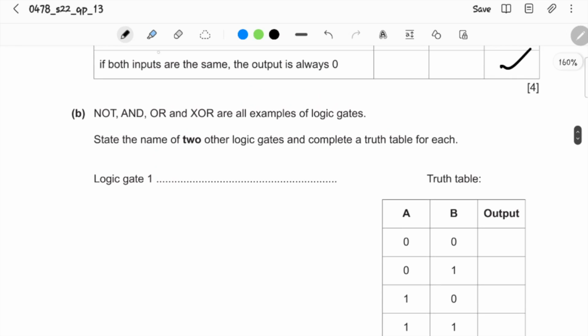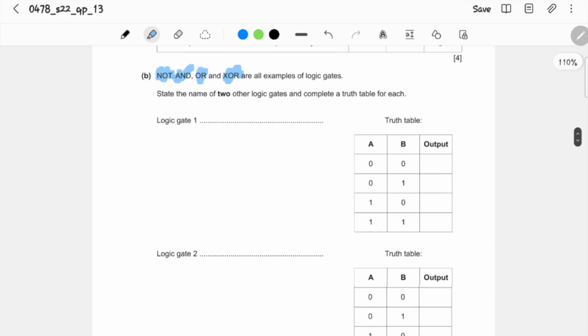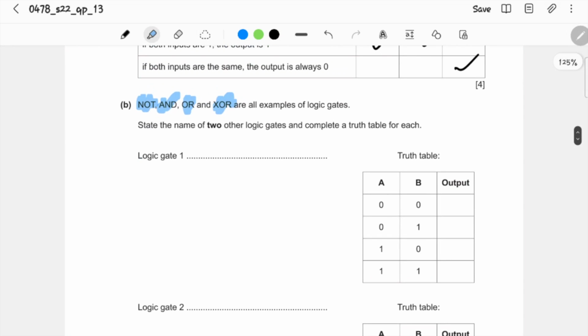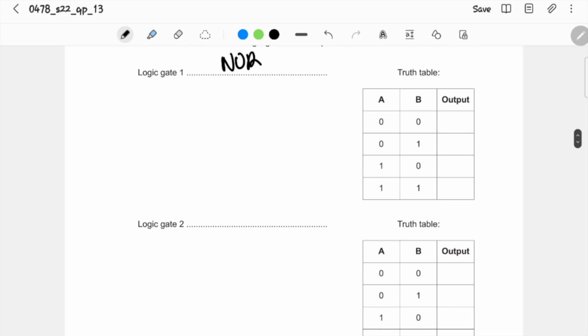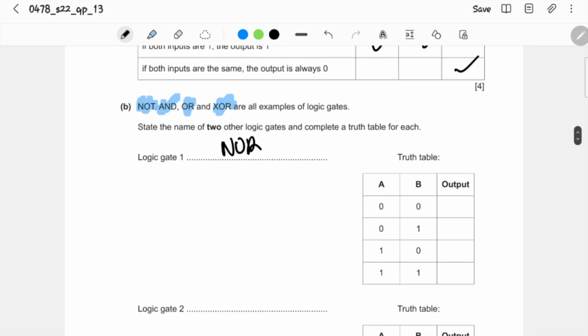Okay, we have these gates here. NOT, AND, OR, and XOR are all examples of logic gates. State the name of 2 other logic gates and complete the truth table. What other logic gates are there? NAND, yeah, NAND and NOR. Do we have to draw them? No. Okay.